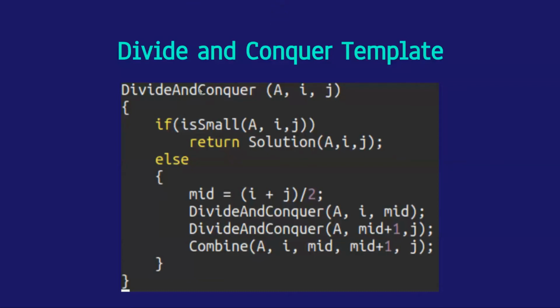The is small function would be checking the size of the array. So if the size is 1, then is small will return true for merge sort, and the solution will simply return the array that we already have. So that is the if condition that you first check. If that is not the case, if the problem is not small, then what do you do now? Now is the time to divide it and conquer it.